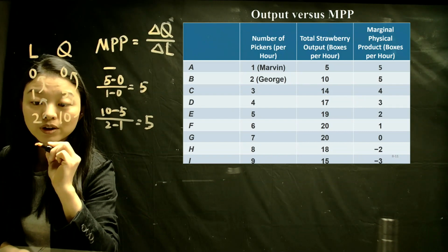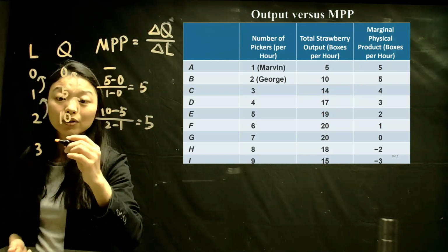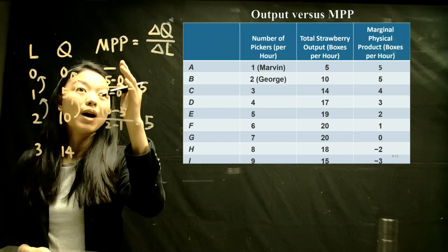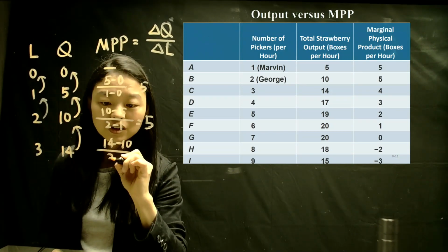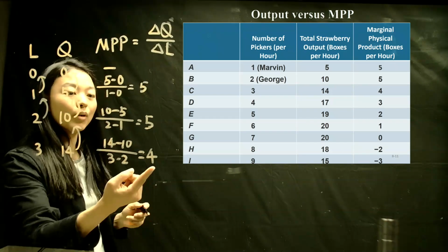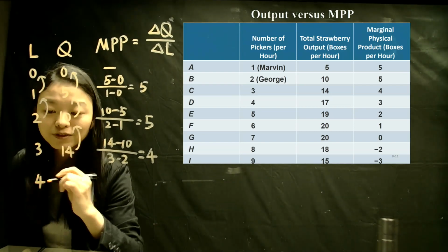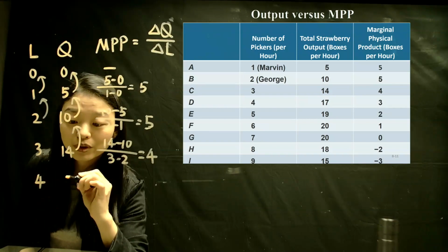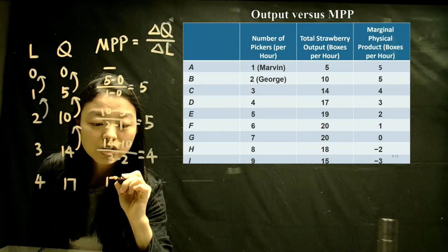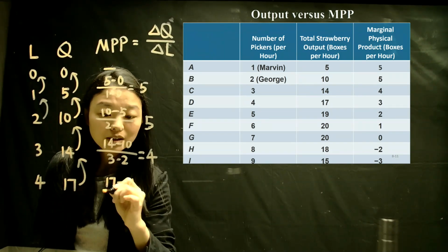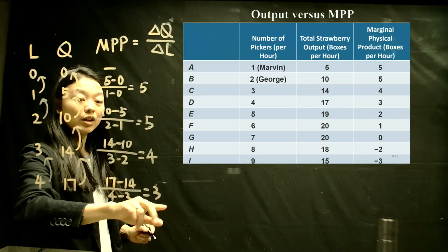Now the firm decides to hire a third worker to join this strawberry picking. Then the total output of those 3 workers will be 14, right? Then I want to compute the marginal physical product for the third worker: the change in output, 14 subtract 10, divided by the change in labor. We will have 4 boxes of strawberries as the marginal physical product for the third worker. How about the fourth one? If the firm hires one more worker, the total output will be 17. The change in output is 17 subtract 14, divided by the change in labor, 4 subtract 3. Then the marginal physical product equals 3 for the fourth worker.